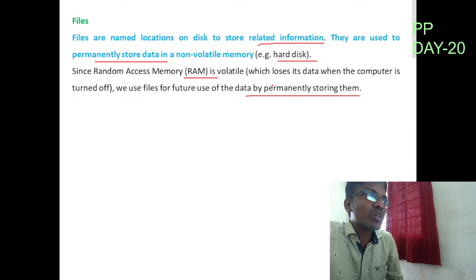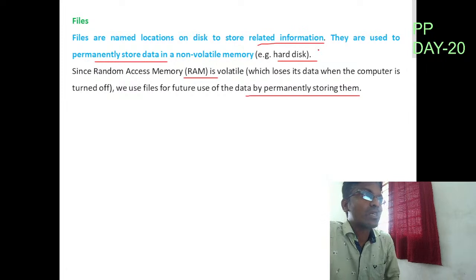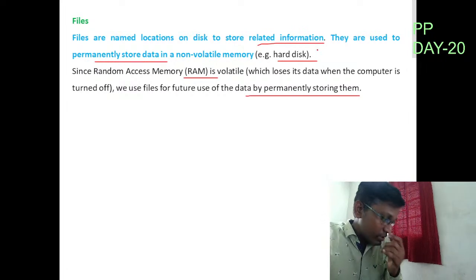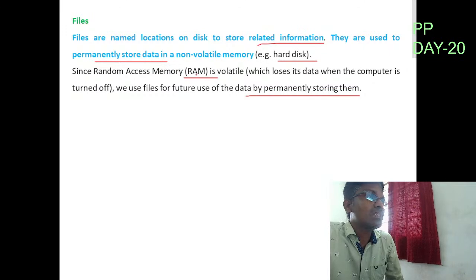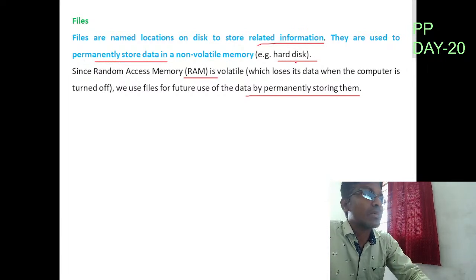So files are named locations on disk to store related information. They are used to permanently store data in non-volatile memory, that is called the hard disk. Programs are stored in RAM, but here you are dealing with files, which are stored in the non-volatile hard disk, so that whatever information the file contains can be stored in the computer permanently.